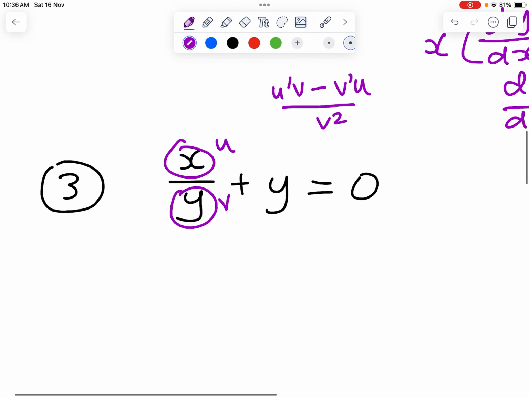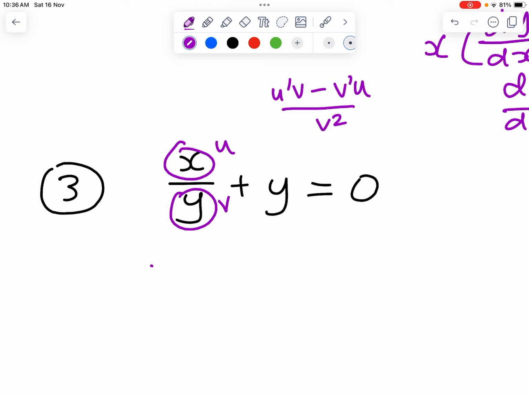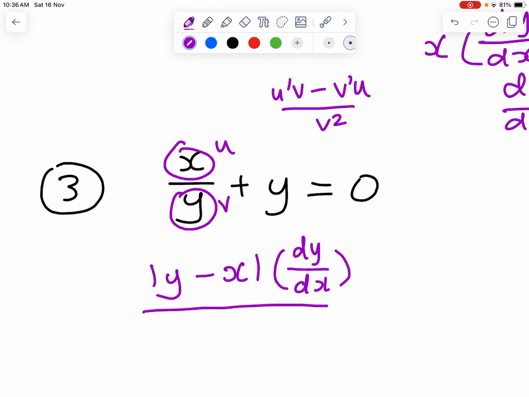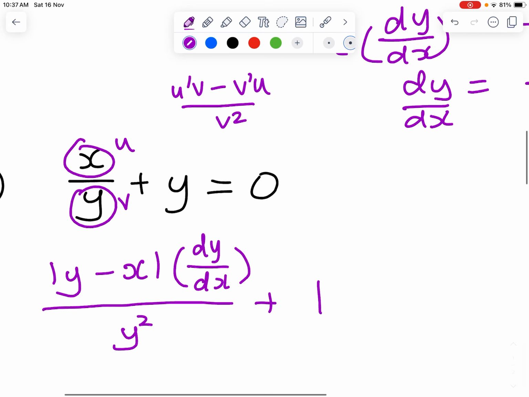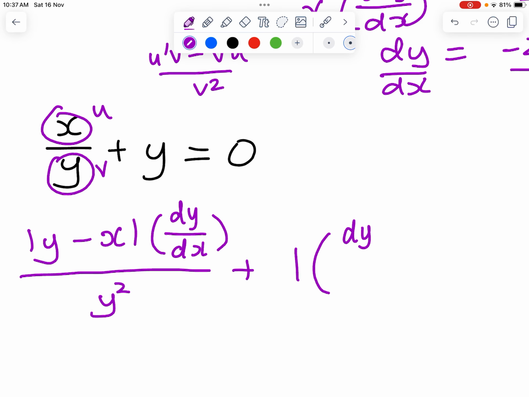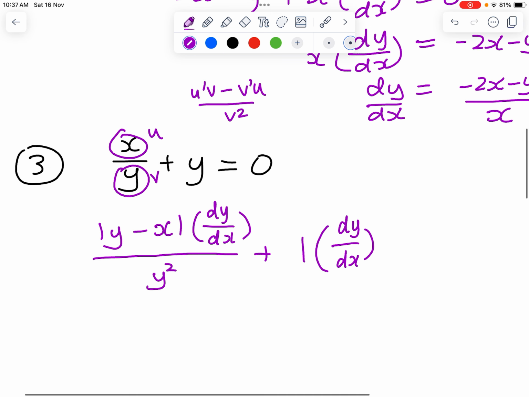So then, now we want to find the derivative of x, which is just 1 times y. And again, no need to multiply dy by dx yet because I haven't found the derivative of y yet. Minus x times the derivative of y, which is 1. And because we found the derivative of y, which is 1, we must multiply it by dy by dx. And the whole expression divided by v squared, y squared. Plus derivative of y is 1. And again, we must multiply it by dy by dx equals 0.